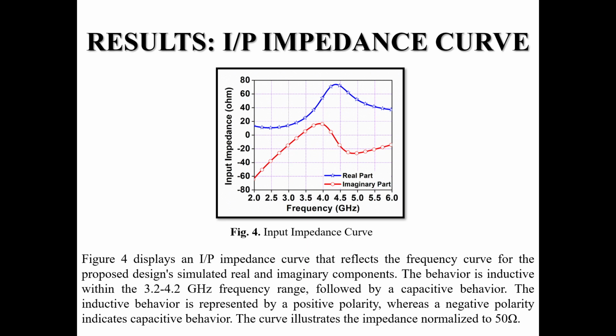Figure 4 displays an impedance curve that reflects the frequency curve for the proposed design simulated real and imaginary components. The behavior is inductive within the 3.2 to 4 GHz frequency range, followed by a capacitive behavior. The inductive behavior is represented by a positive polarity, whereas a negative polarity indicates capacitive behavior. The curve illustrates the impedance normalized to 50 ohm.